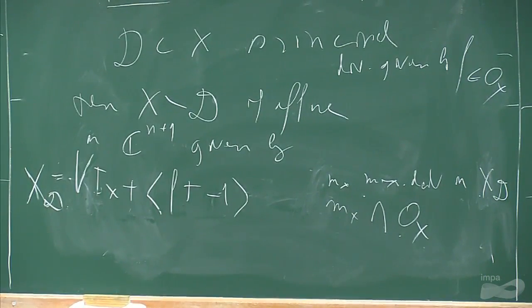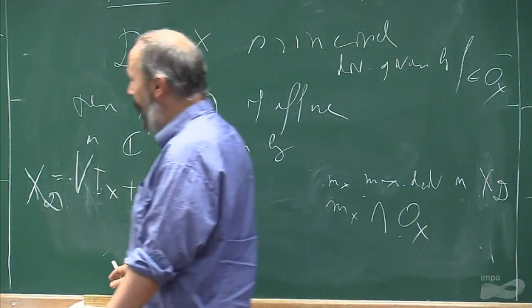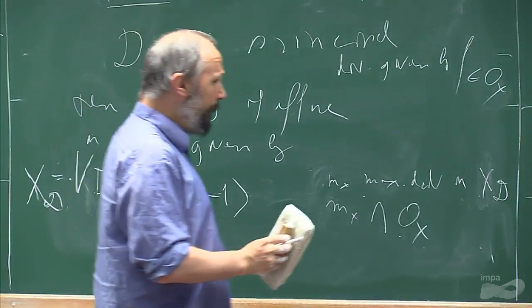So this is sort of standard. We have already done this when we proved the Hilbert Nullstellensatz. Now I wanted to give you this as an example of a birational map. So what is a birational map?